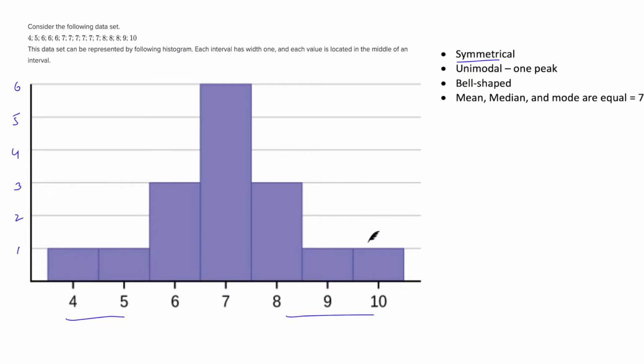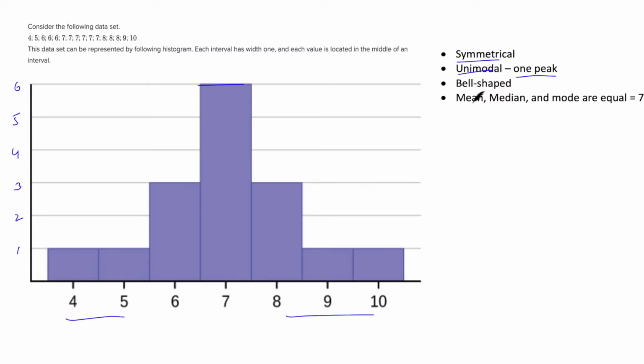Look at the first value and the last value. You will see they are a mirror image of each other. Similarly, look at the second value and the second last value. They are also a mirror image of each other, and so on. It's also called unimodal because it has got one peak. A graph which has one peak only is called unimodal. If a graph has two peaks, then it's called bimodal. If a graph has three peaks, then it's called trimodal, and so on.